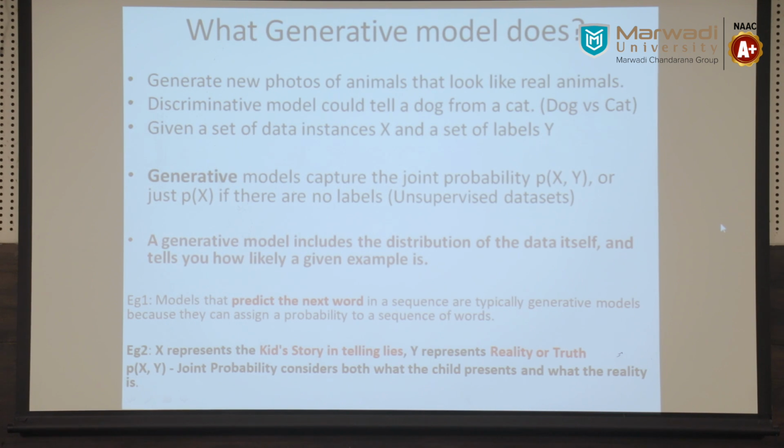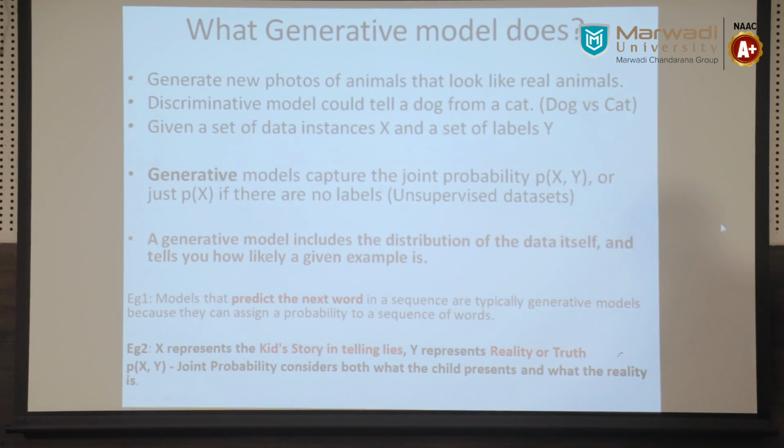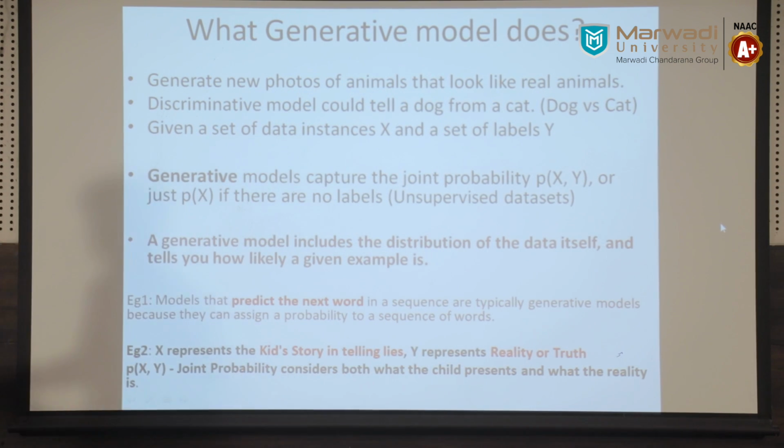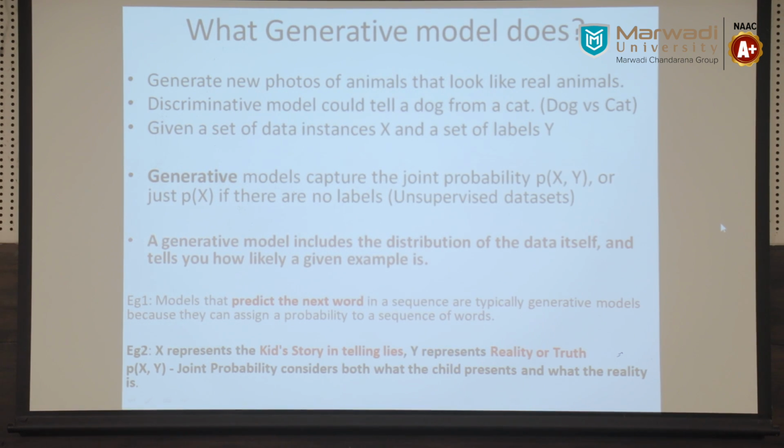So a generative model includes the distribution of data itself and it tells how likely a given example is. For example, our mail server is able to predict the next word that would come in from our typed content. That is the prediction that is going to happen. It is able to generate the next word and assist us. So this is the sequence of words. It is able to get the probability and give it to us.